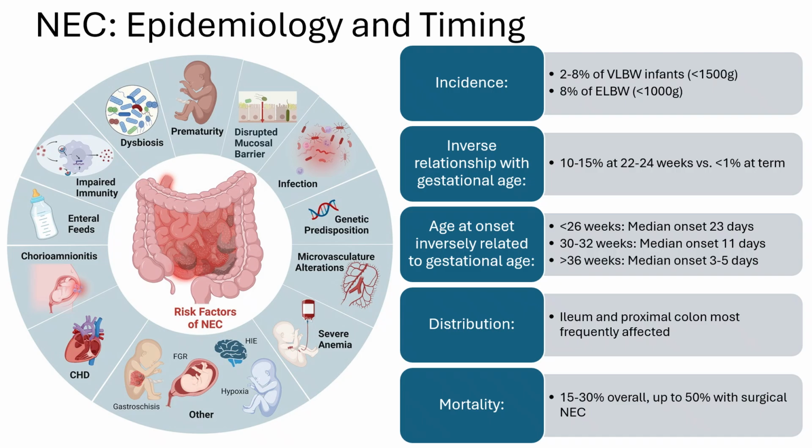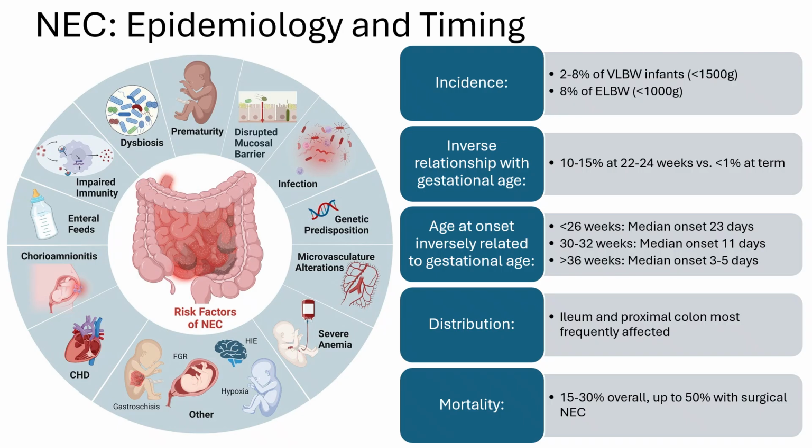Understanding NEC epidemiology reveals predictable patterns that guide our clinical vigilance and help identify the most vulnerable infants. The incidence statistics demonstrate the profound impact of prematurity. Very low birth weight infants under 1,500 grams face a 2 to 8% NEC risk, but extremely low birth weight infants under 1,000 grams see rates jump to 8%. The most vulnerable group, those born at 22 to 24 weeks, experience NEC rates of 10 to 15%, compared to less than 1% in term infants.